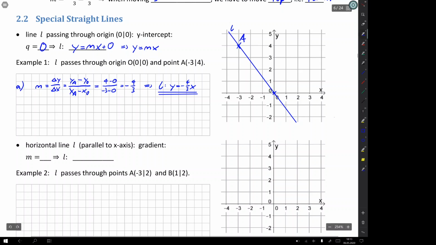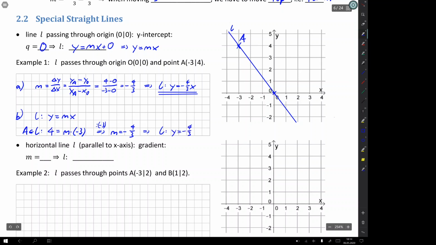The second way to solve it is to use that the line has the equation y equals mx, and we say the point A lies on the line. Well, it lies on the line, so its coordinates fulfill the equation. So we have 4 equals m times -3. We divide by -3 to find that m is -4/3, and we get again, like before, y equals -4/3 x.